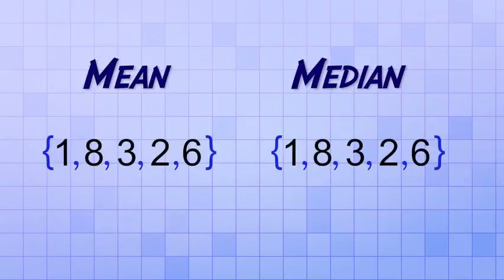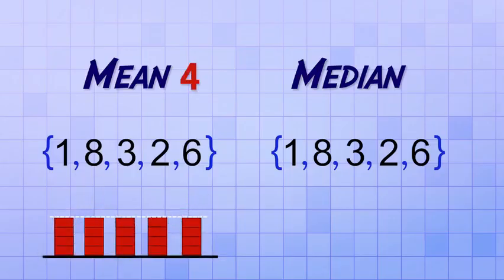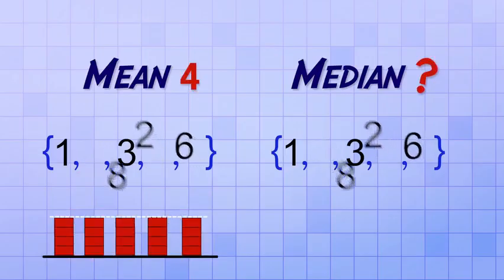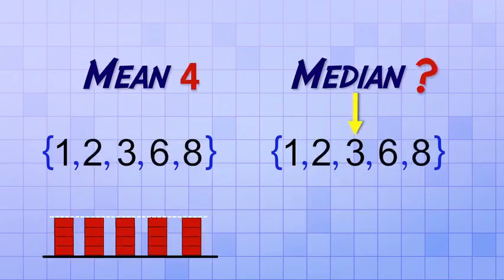But what about the first data set that we found the mean of? We determined that the mean of this data set is 4, but what about the median? Well, the median is the middle, and since this data set is already in order from least to greatest, it's easy to see that the 3 is located in the middle, since it splits the other members into 2 equal groups. So for this data set, the mean is 4, but the median is 3.